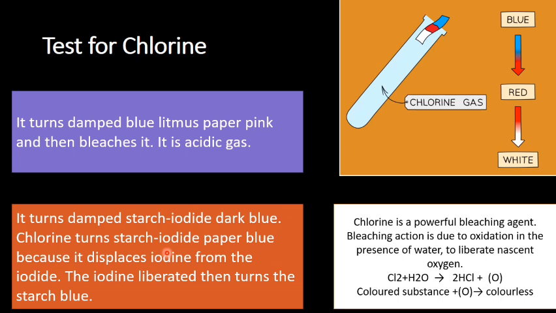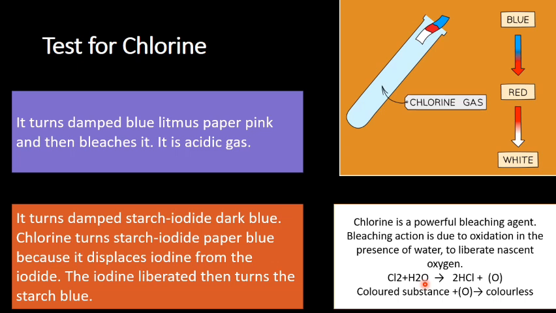Now, we must have heard about chlorine being used as a bleaching agent, and sometimes as part of detergents as cleansing agents. But there's a particular property of chlorine that makes it able to be used for that action. Chlorine is a powerful bleaching agent, and the bleaching action is due to the oxidation in the presence of water to liberate nascent oxygen.